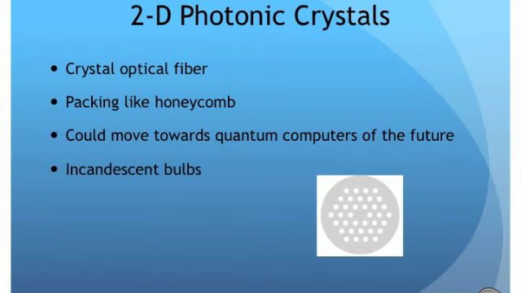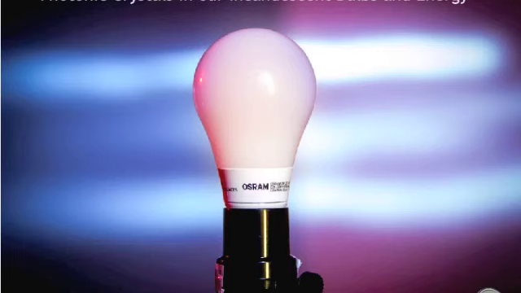2-dimensional photonic crystals are crystal optical fibers. They have a packing like a honeycomb, such as the picture in the bottom right-hand corner. They can move towards quantum computers in the future, and they're used in incandescent bulbs.